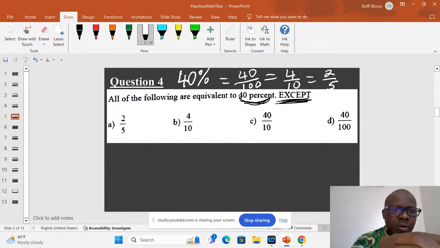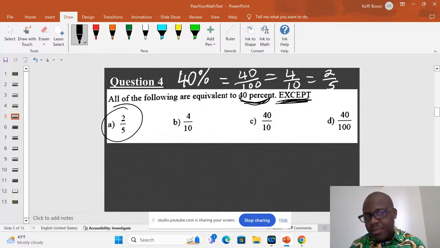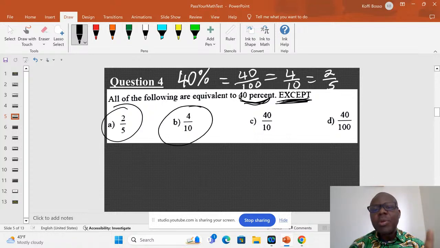So here we have 40% for A. But A is not the correct choice because they say except. We continue. B, we have 4 over 10. Every time you see 4 over 10, it's the same as 40%. But B is not the correct choice because we want to know which one is not 40%.